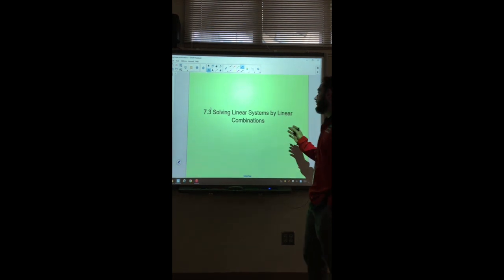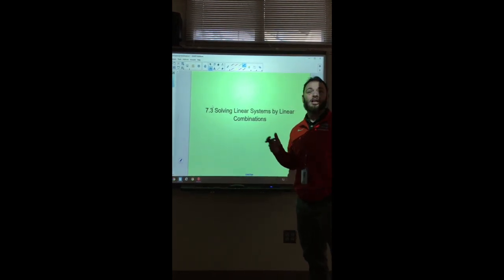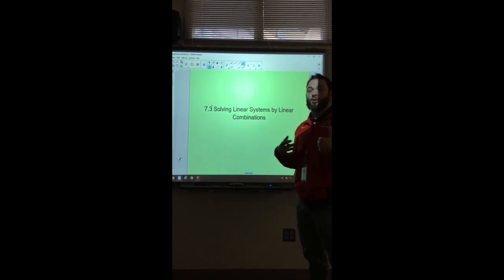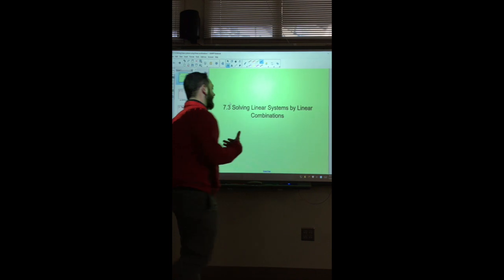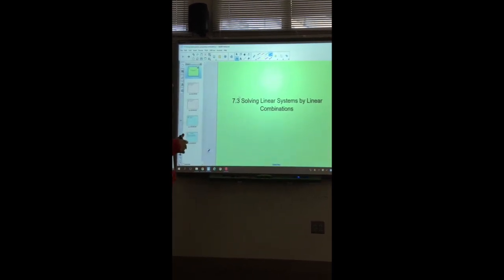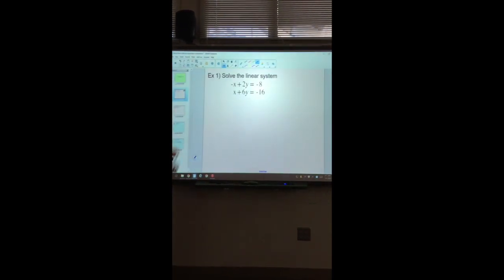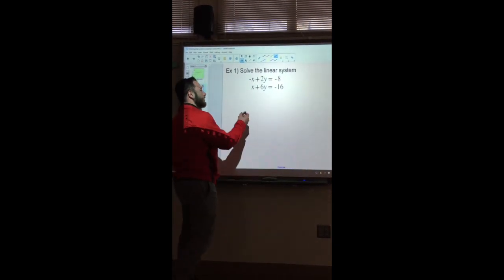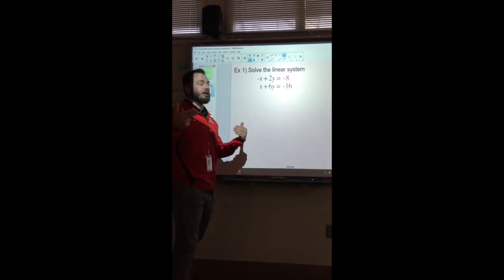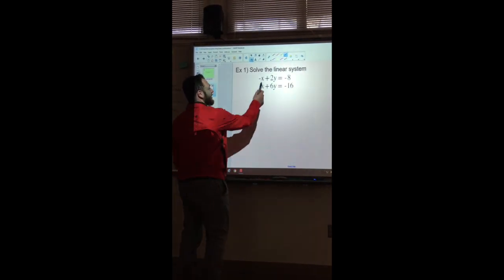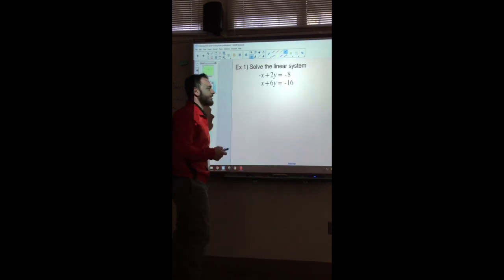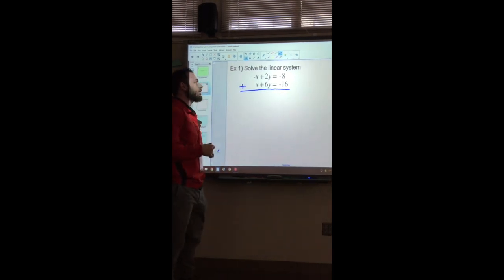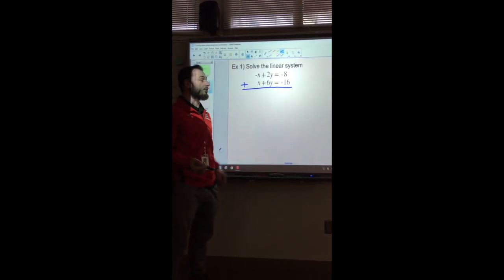Alright, so 7.3 is solving linear systems by linear combinations. Yesterday we worked with substitution, so solving for x or y and then just plugging it in. We're going to do something kind of similar, but now with linear combinations. We want to treat them as one big equation. You have a negative x here and a positive x here, so if I add these, all you have to do is add like terms like we always have.